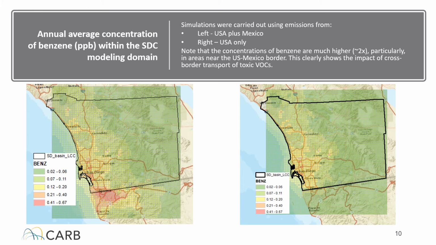Here we see two plots of benzene concentrations. The left one was generated under the emission scenario where both US and Mexico emissions were considered, and the right one was generated under the emission scenario where only US emissions were considered. Note that the concentrations of benzene are much higher, almost 2 times, particularly in areas near the US-Mexico border. This clearly shows the impact of cross-border transport of toxic VOCs.